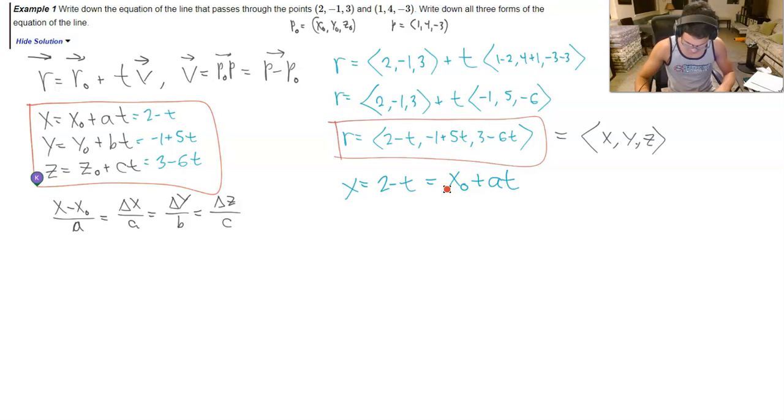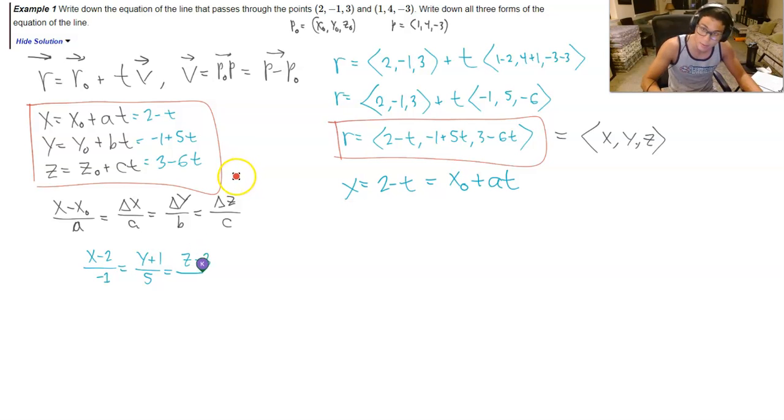Okay, next one. Well, this is just going to be the change in x, which is going to be x minus x0. x0 is right here. a is going to be -1, right? And then this is going to be equal to y minus -1, so plus 1, and then divided by 5. And then this is going to be z minus 3, divided by -6. So there you go. That's your third. And that's all you need.